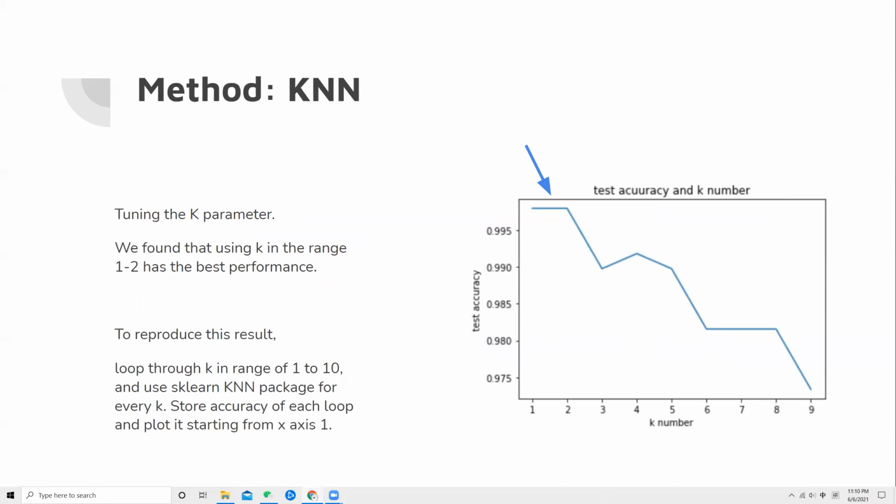Next page. Before I start the classification on our trials, I want to make sure that I'm using the best K parameter. I randomly picked a trial and tried K values from 1 to 10. As is shown, K values ranging from 1 to 2 did the best work.